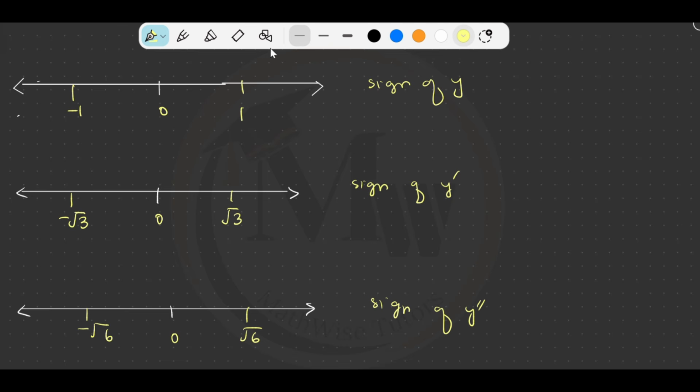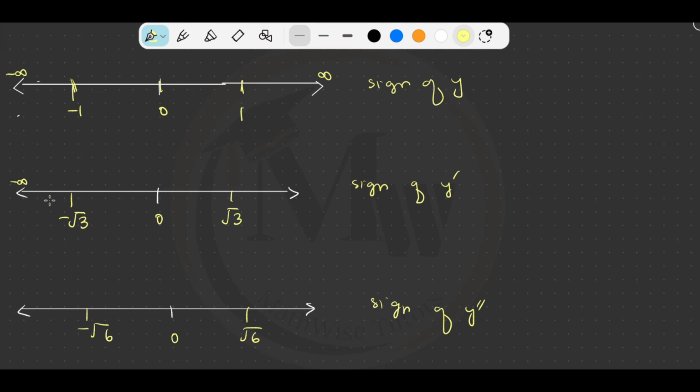This is how you find it. First you make the intervals. Now we take the test points around these intervals. So we have the intervals minus infinity to negative 1, then negative 1 to 0, then 0 to 1, and then 1 to infinity. So from each interval we take a point and check what is the sign of y. Is it positive or negative?